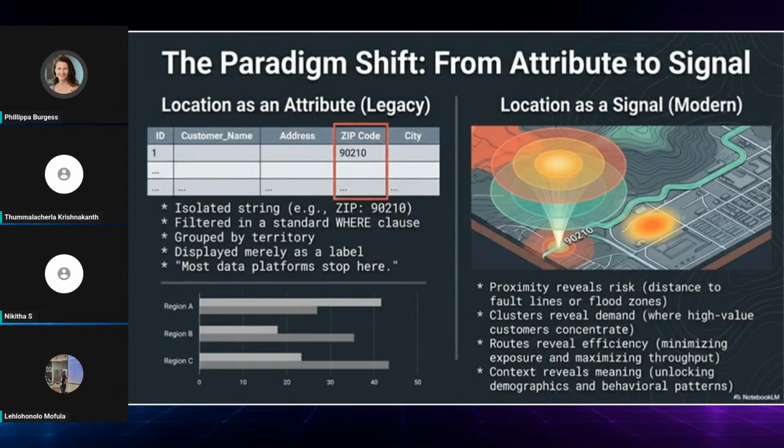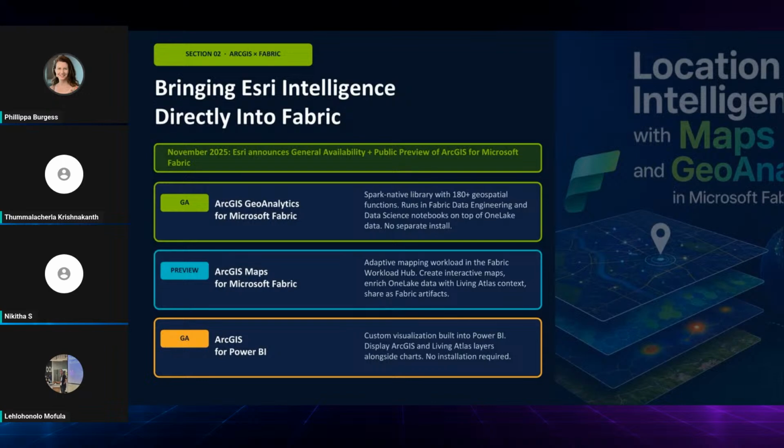So anyways, the idea is you can now take a cell in your table, and you can really give it context. What are we doing here? What do we see? Where is this actually located? And this is why I'm so excited about bringing Esri directly into Fabric.